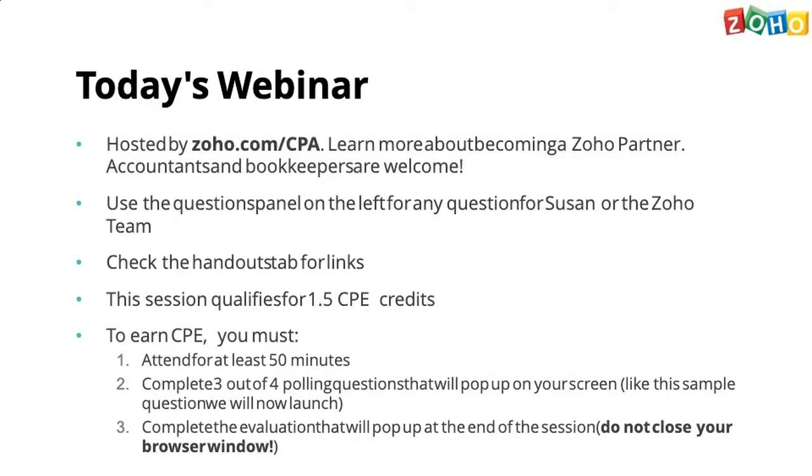We're going to launch the polling questions about every 15 minutes or so. So you should see one about 15 minutes after the hour. They might be 5 minutes late if we're in a discussion. We don't want to interrupt it. But that's what a polling question looks like. So you'll need to answer, I believe it's at least 4 out of the 6 polling questions for CPE credit. And then in addition to that, we also have an evaluation that's going to pop up at the end of your session. So don't close this browser window because the evaluation will pop up in that window.